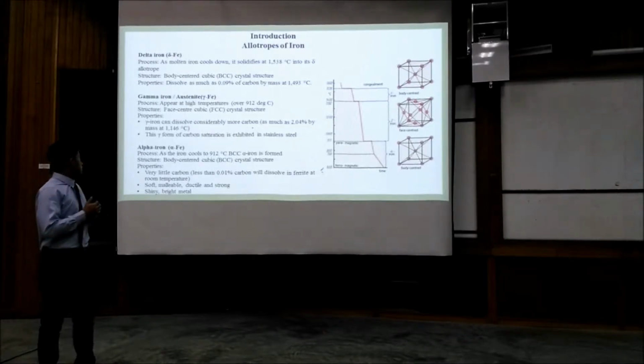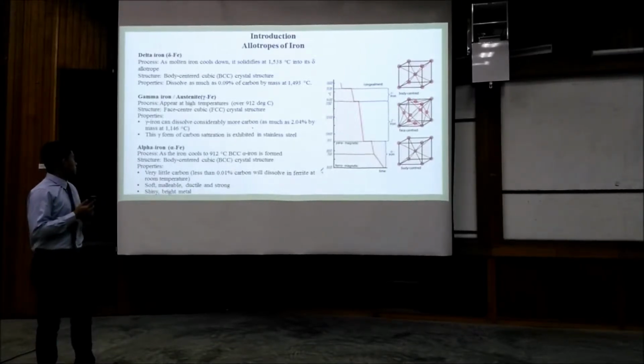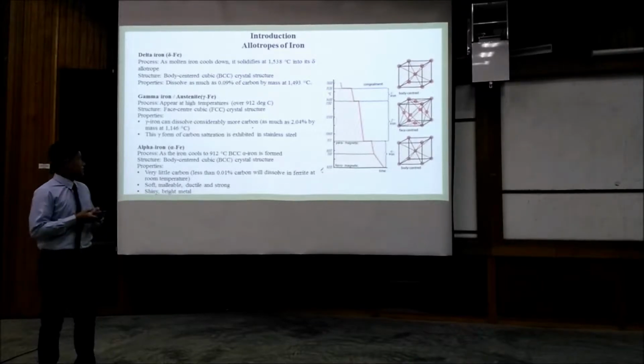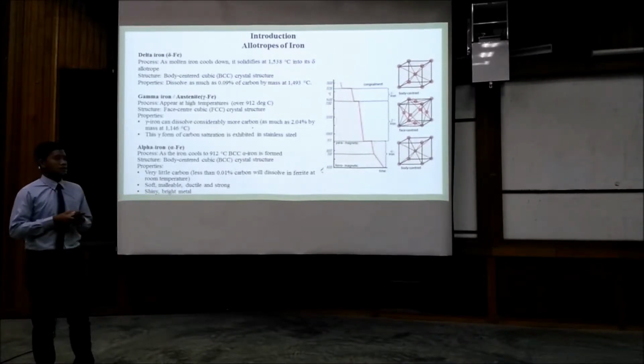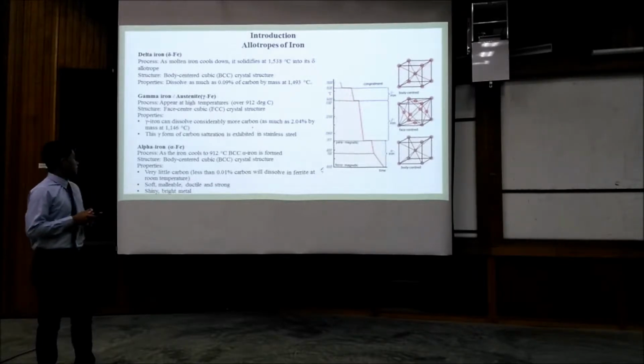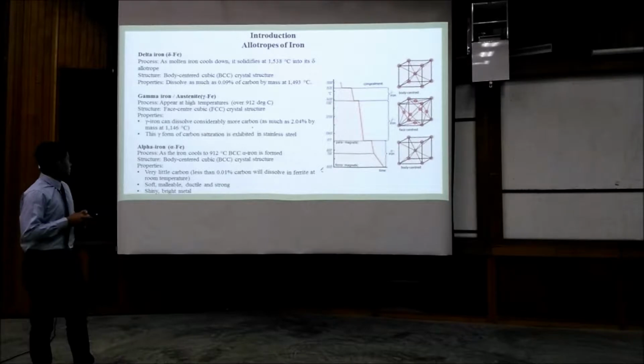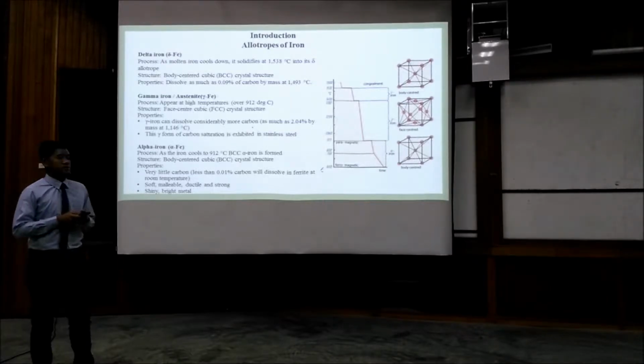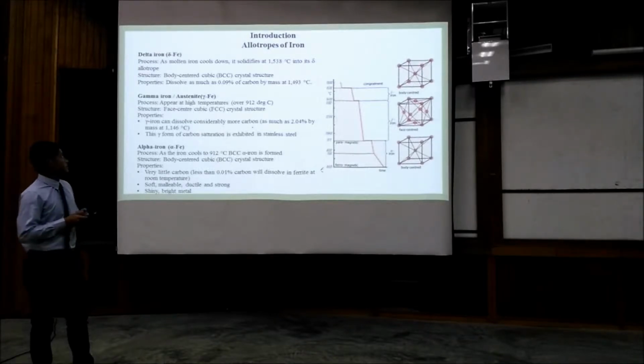The properties of gamma iron: it can dissolve considerably more carbon, as much as 2.04% by mass at 1146 degrees Celsius. Gamma iron also forms carbon saturation, which is exhibited in standard state. And lastly, the electrode of iron is delta iron.